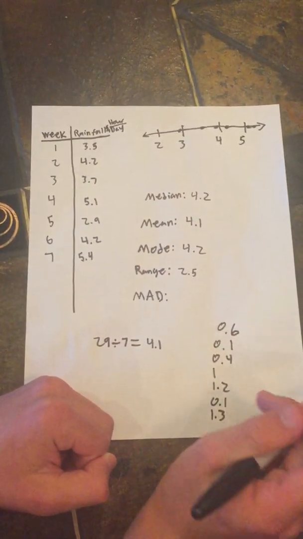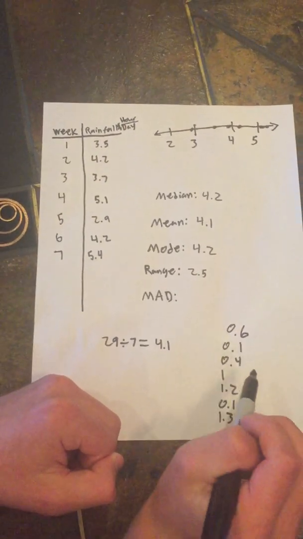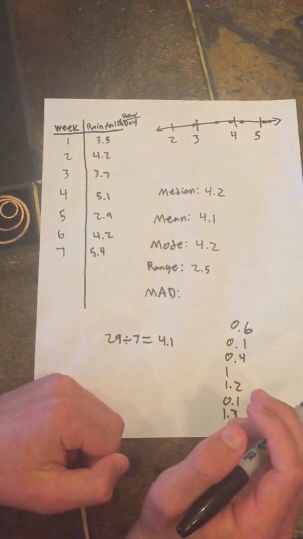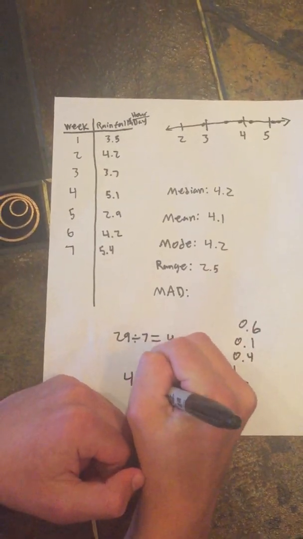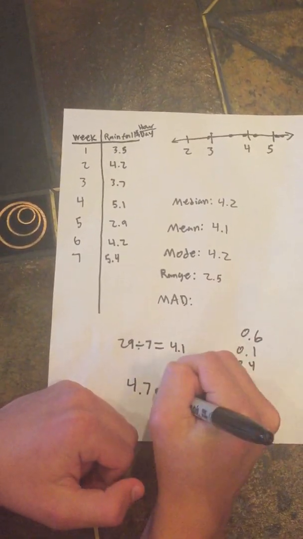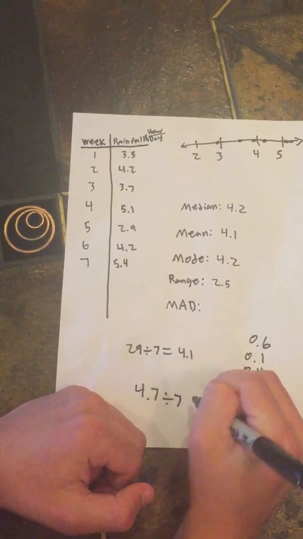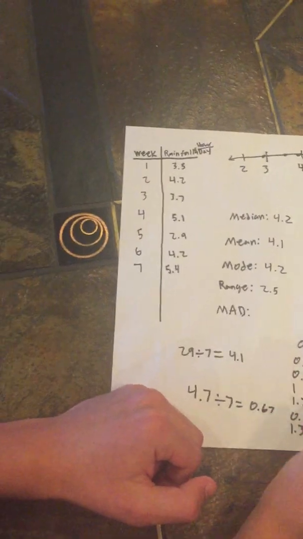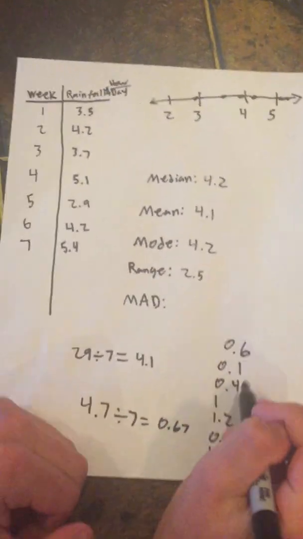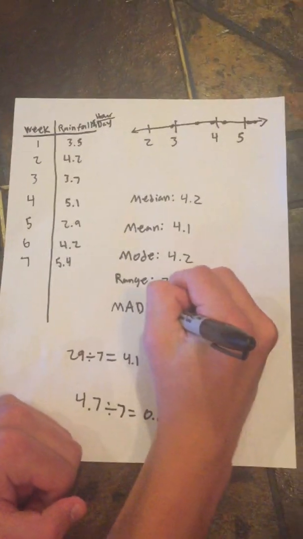So now we're going to find the mean of these numbers. Whenever we add all these numbers, we get 4.7. And there are 7 numbers, so we have to divide by 7. And what we get is 0.67. So the mean of this set of numbers is 0.67, and that's the MAD.